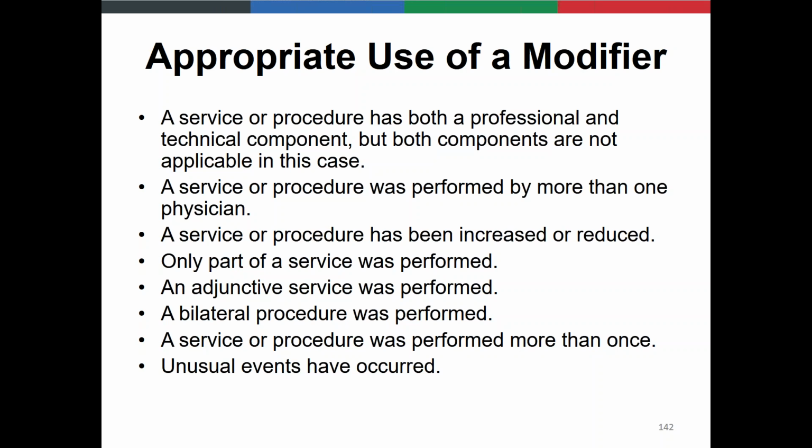Sometimes a service or a procedure is increased or reduced. Many procedures are coded by the amount of time spent on a procedure. With anesthesiology, it's very common to code time, and the time is specified by the code. The code will say general anesthesia 30 minutes, and that's 1 unit of anesthesia. So if a patient is under for an hour, that's going to be 4 units of that anesthesia code.